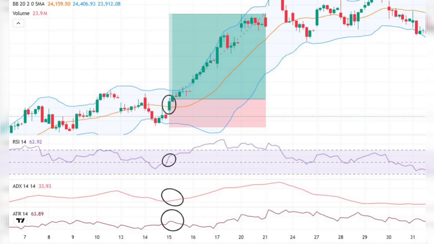Entry, buy at the close of the breakout candle. Stop loss, 1.5 times ATR below entry. Take profit, 3 times ATR above entry. Trailing stop, activate at 1 ATR profit, trail at 1 ATR. Result, price continues trending, trailing stop locks in profits, trade hits take profit.